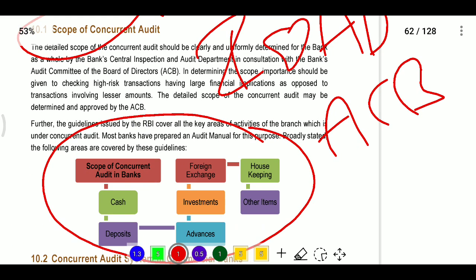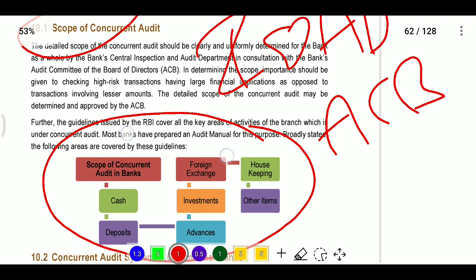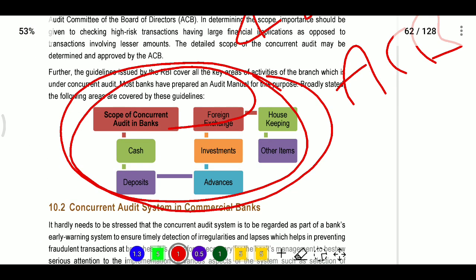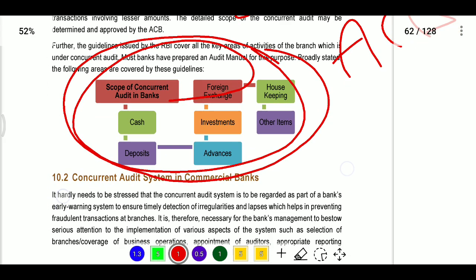And we need to check the guidelines issued by RBI, which cover all key areas of activities of a branch under concurrent audit. So they need to check the guidelines by RBI. What are the key areas of activities of a branch? Areas like cash deposits, advances, investments, foreign exchange, housekeeping, and other items they need to check. These are the concurrent audit areas.